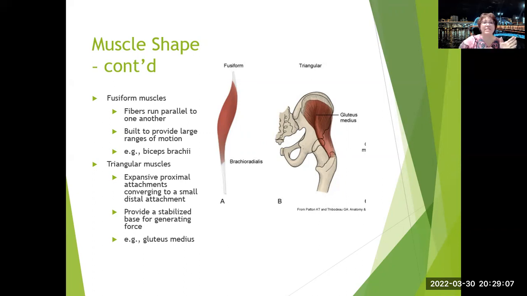Triangular muscles have expansive proximal attachments, expansive origins converging to a small distal attachment. So they provide a stabilized base for generating force. The gluteus medius is a great example. The deltoid is another great example of a triangular muscle. Expansive proximal attachment tapering and converging on a small distal attachment, generating force.